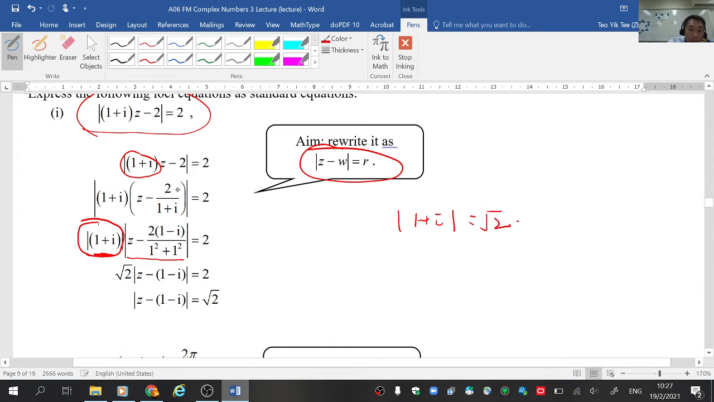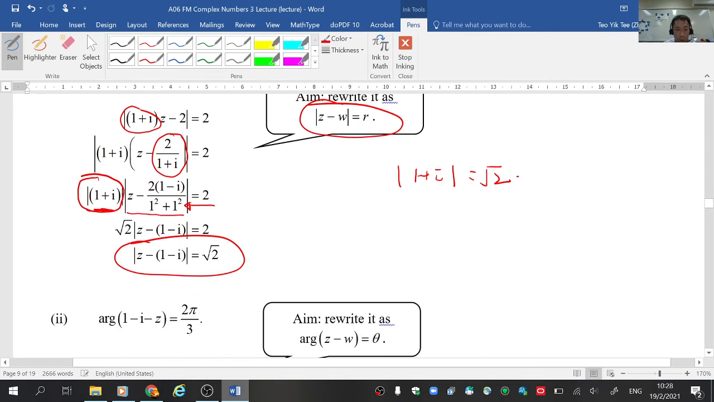Okay, and then when it comes to this manipulation, you need to remember how to handle complex number Cartesian division. It's actually you need to rationalize the denominator before you can get the final answer. So after you do some adjustment, this is your final outcome that you have. Okay, now this is your standard locus, center at 1 minus i with radius root 2.